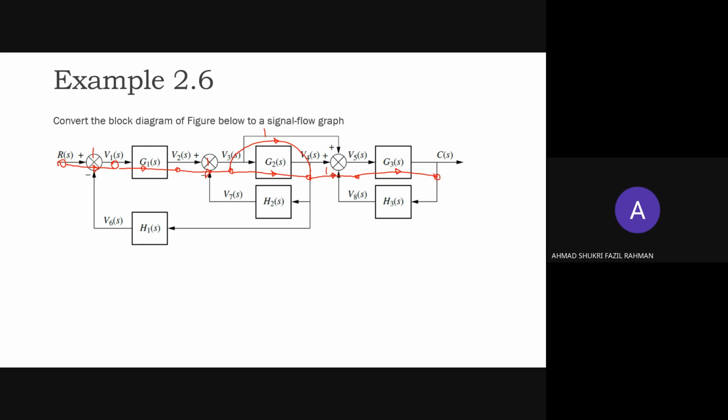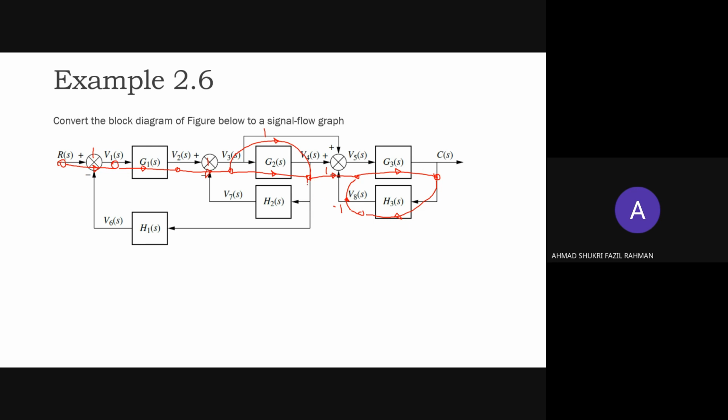And then from here, C to H3, and then to V8. This one is H3, and then V8 to V5. Here you can always put it, but right now the value here is actually negative, so it should be -1.